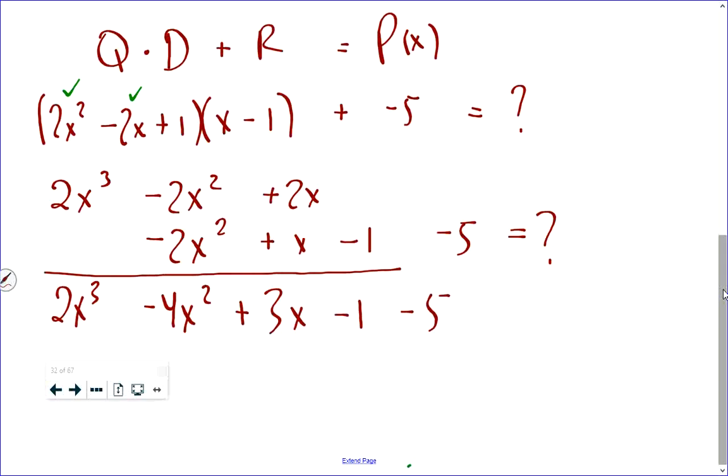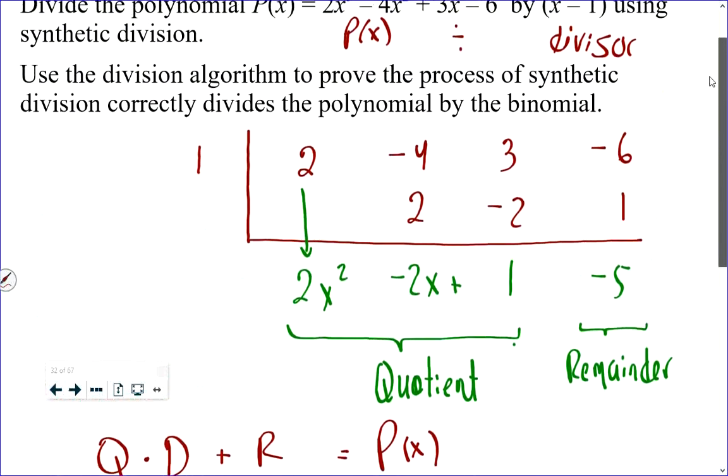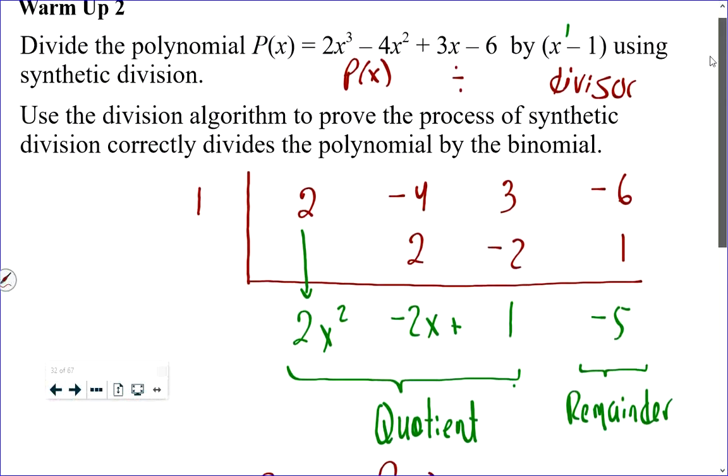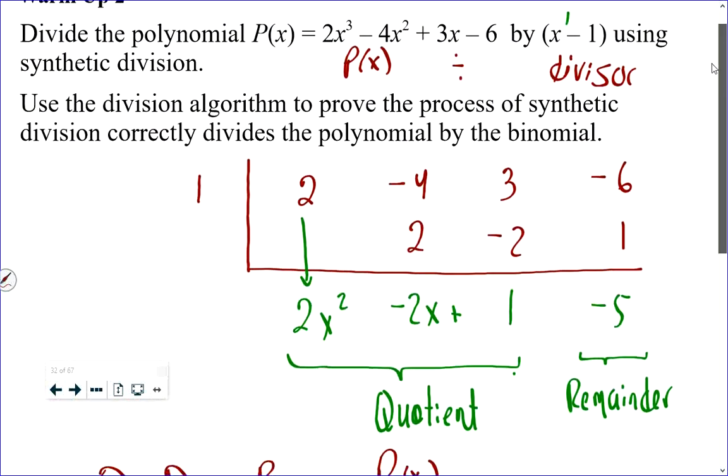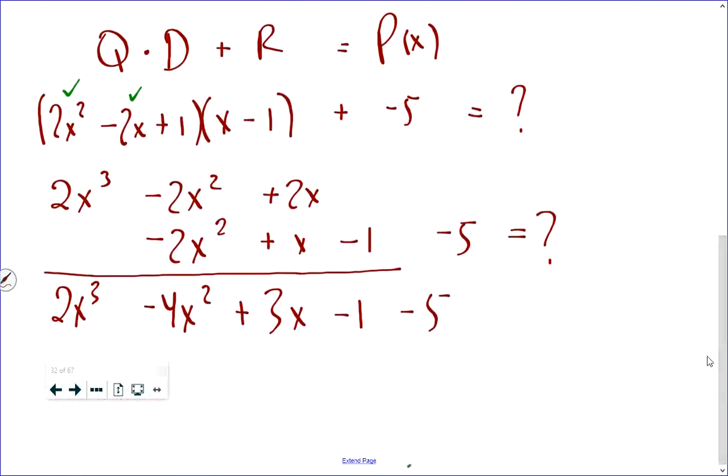And if we take a look back up at the top, we have 2x cubed minus 4x squared plus 3x minus 6, which is what we have there. Okay? It works. And again, if we had more time, I would be teaching you long division to convince you that synthetic division gives the same result. But I decided that I would just use the division algorithm to prove that this is the case. This does in fact equal p of x.